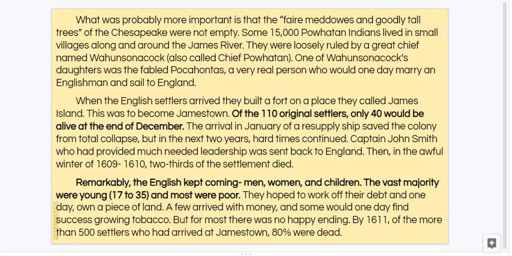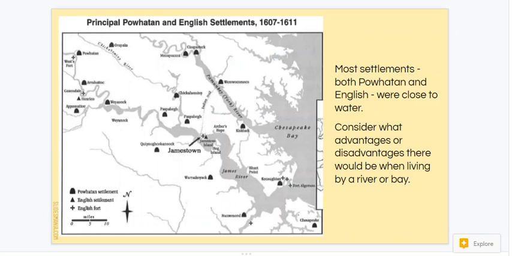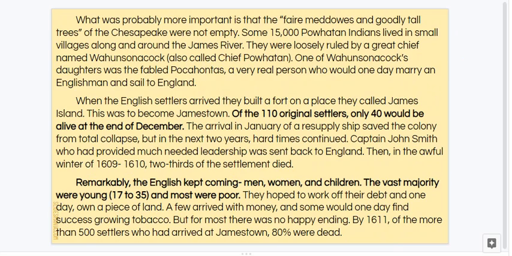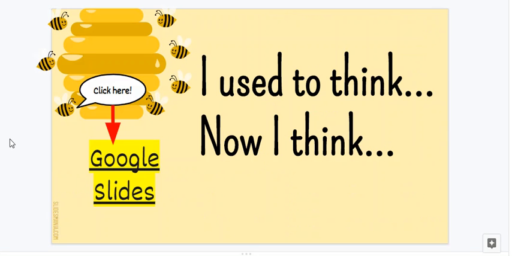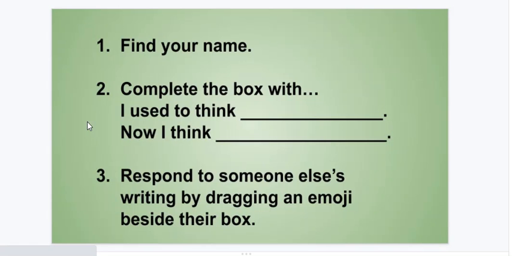All right, so after you watch this video, you can go back and reread on these slides if you'd like. And then when you're ready, you're going to come down to this slide and you're going to do an I used to think, now I think. Okay, so you're going to click here on these Google Slides. The first slide has directions. Find your name, complete the box with I used to think, now I think. So what did you used to think about the information that I just read? And what do you think now that we've read this?